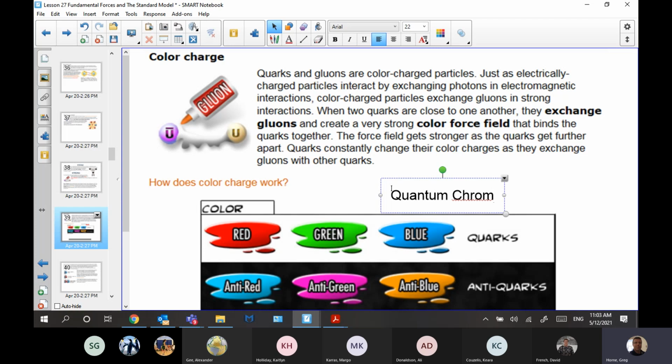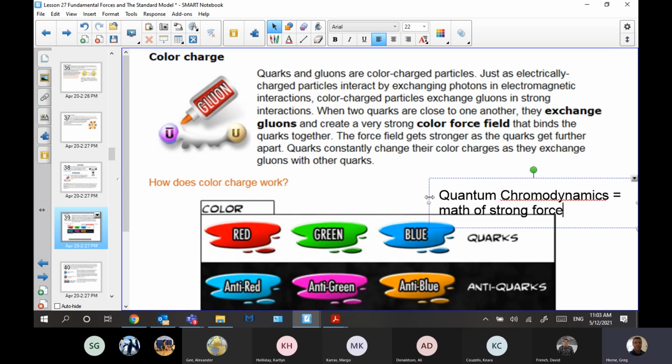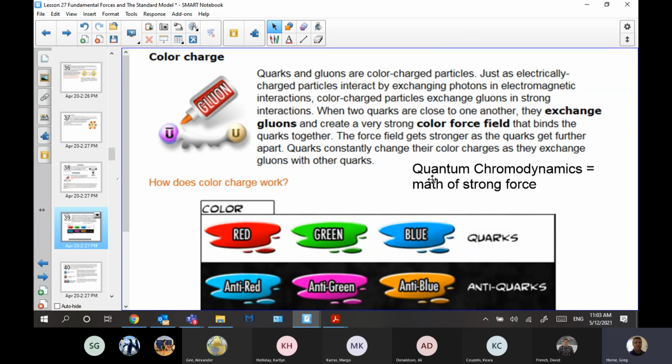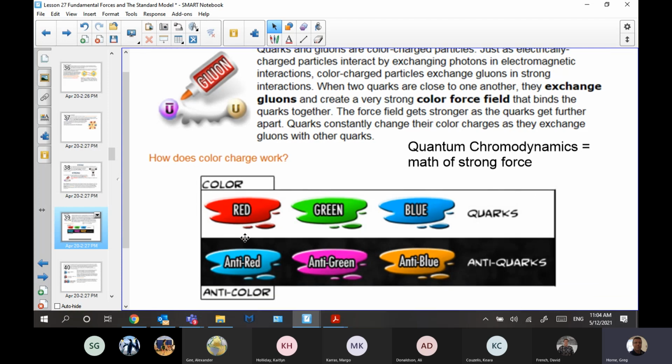Chromatic means like color, right? So quantum chromodynamics is the math that predicts and explains the strong force. They looked at Maxwell's equations for electromagnetism, and it worked pretty darn well for the math for this force inside of the nucleus. Anyways, so red, green, and blue, and then you had red and anti-red, and green and anti-green. So this works beautifully with the color analogy because of the complementary colors, right? The opposite colors to do with primary and secondary colors.